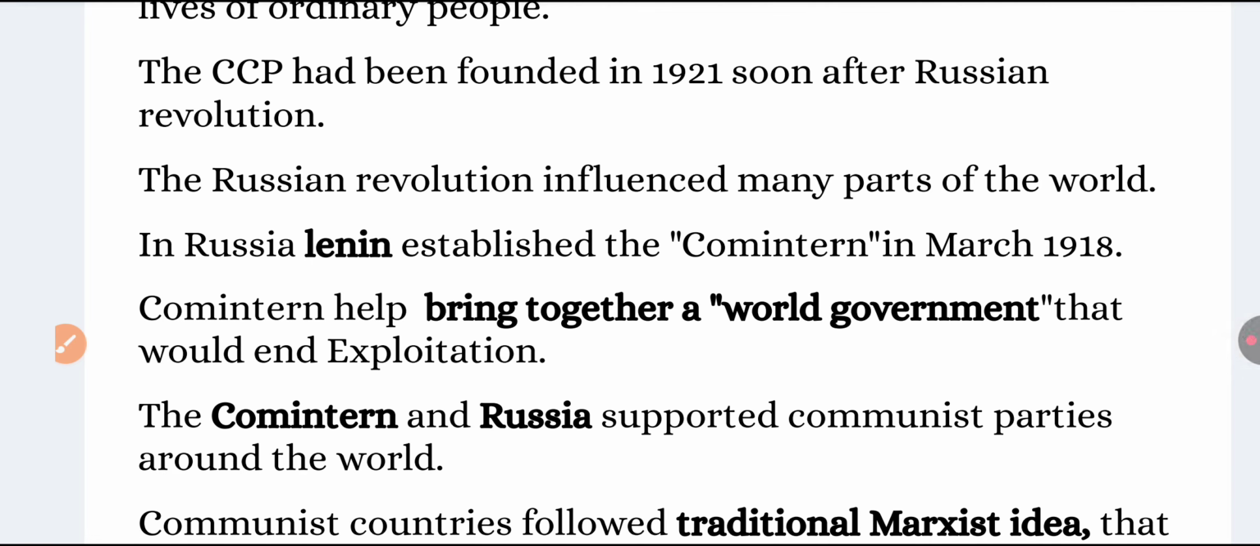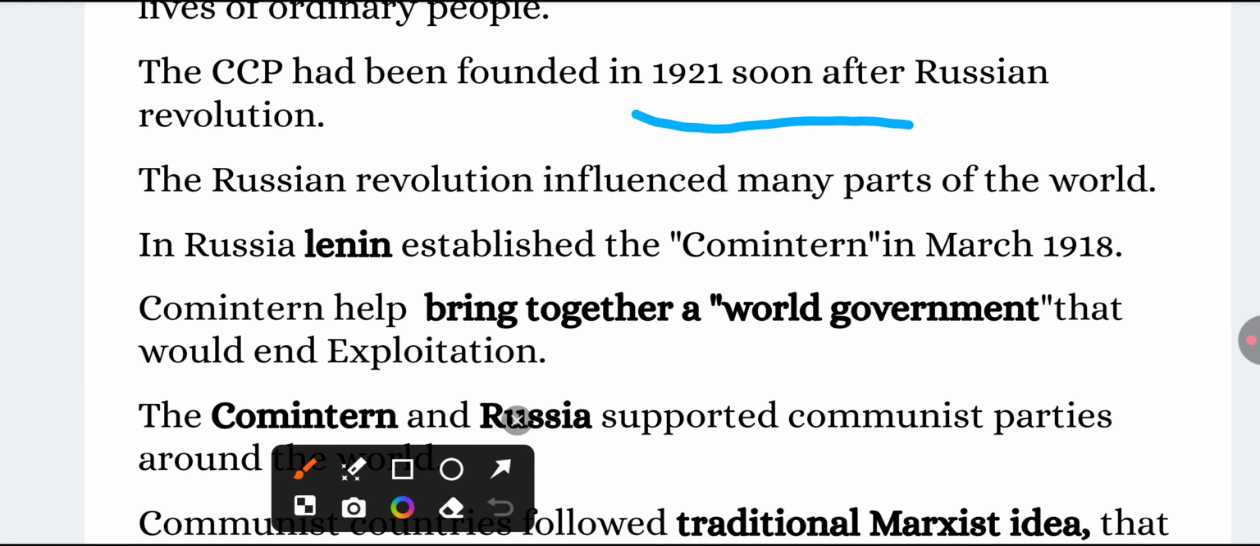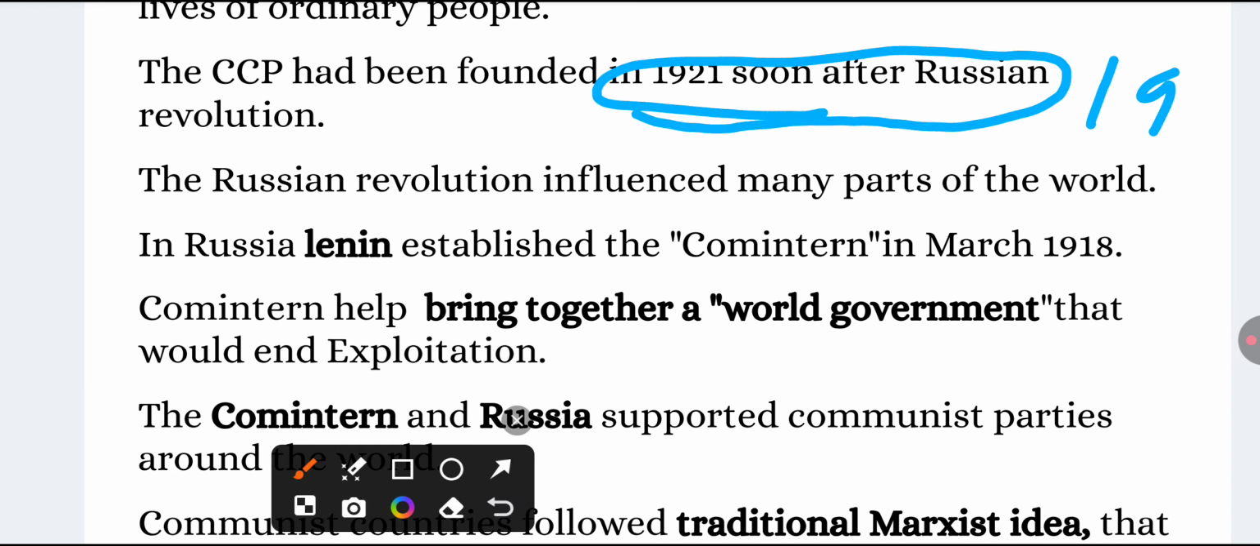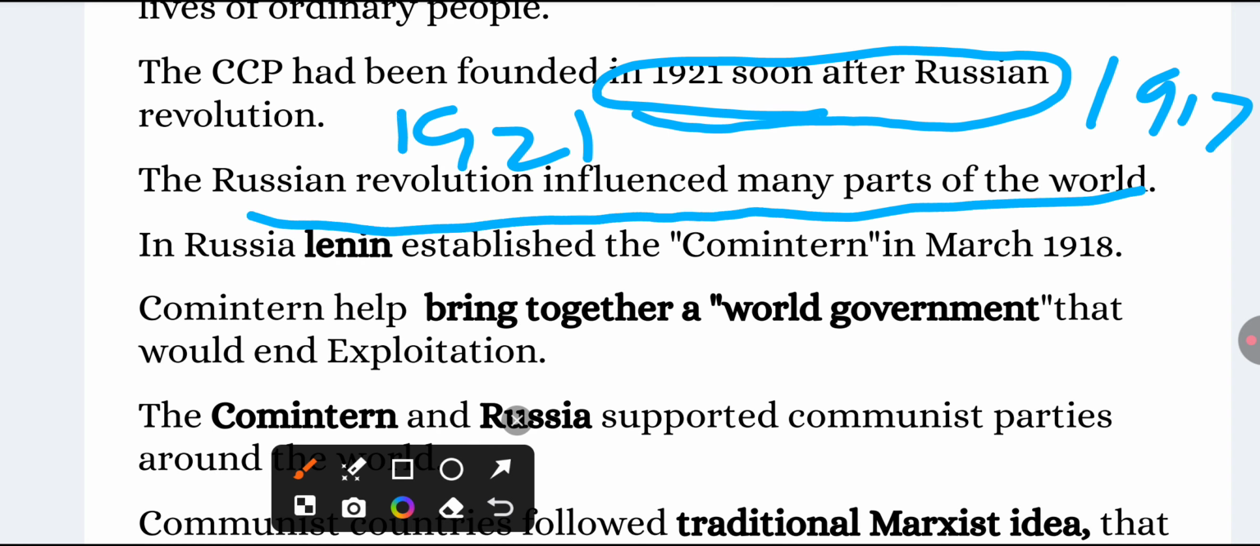So when was the CCP party formed? In 1921. After the Russian Revolution, which occurred in which year? 1917. But the CCP party was formed in which year? 1921. So the Russian Revolution influenced many parts of the world. Our Indian leaders were also inspired by the Russian Revolution. Who are the Indian leaders inspired by it? Already you know, Jawaharlal Nehru, M.N. Roy, Rabindranath Tagore. These people were inspired by which revolution? The Russian Revolution.